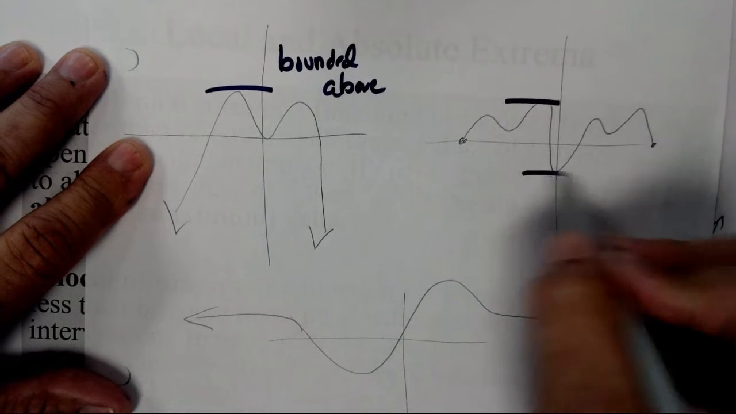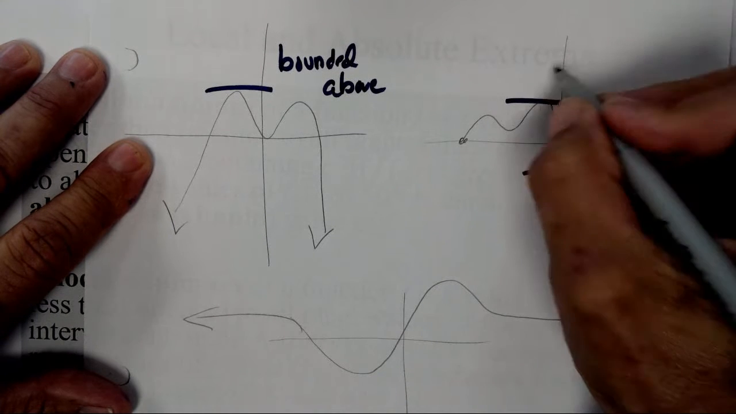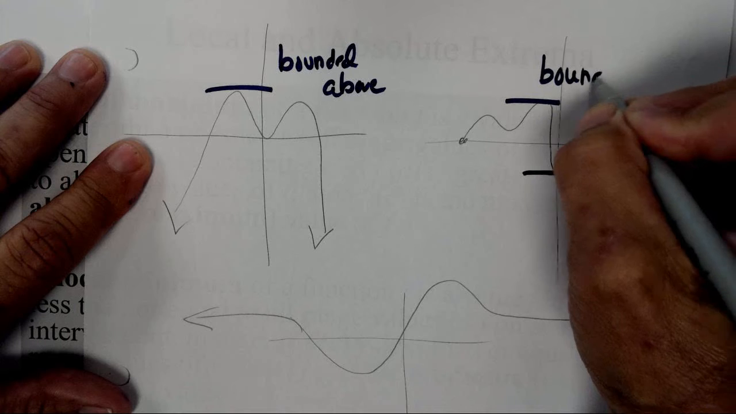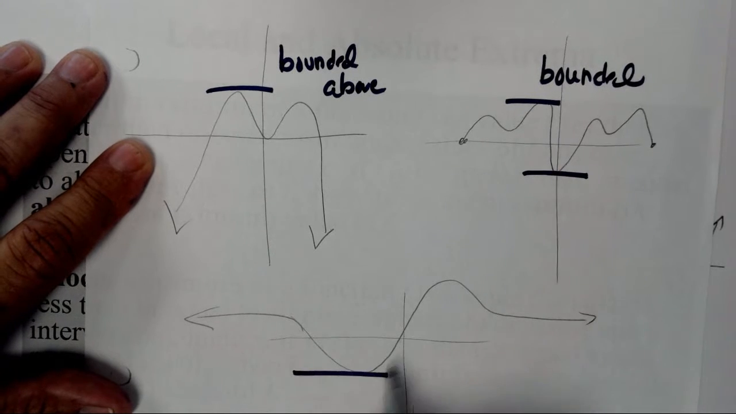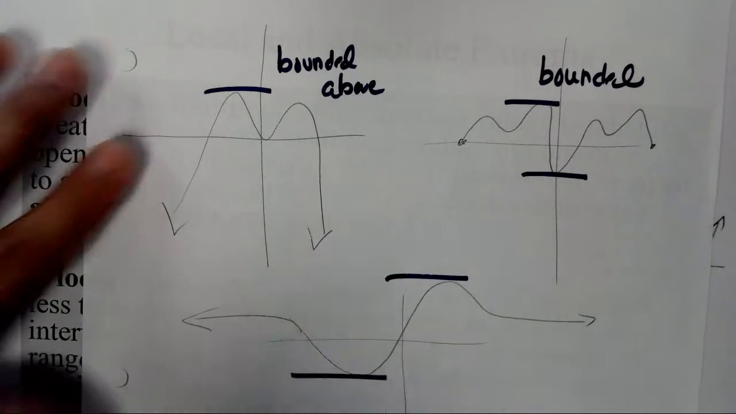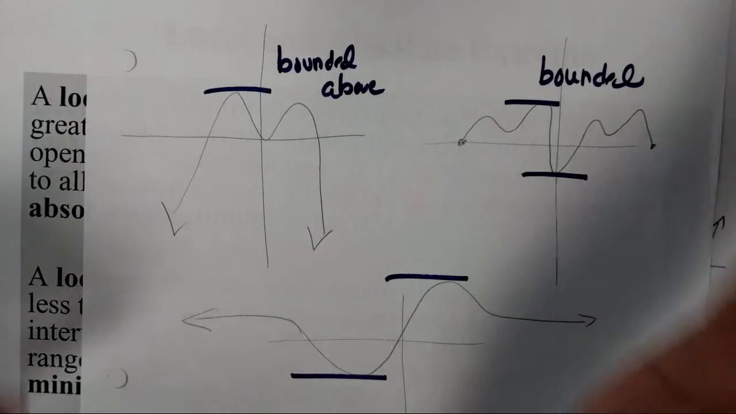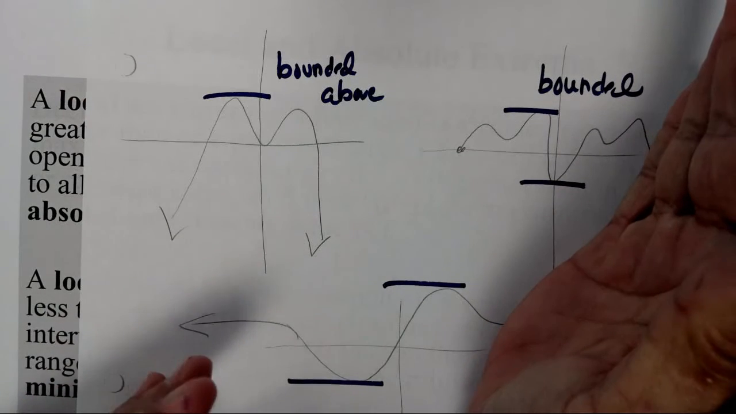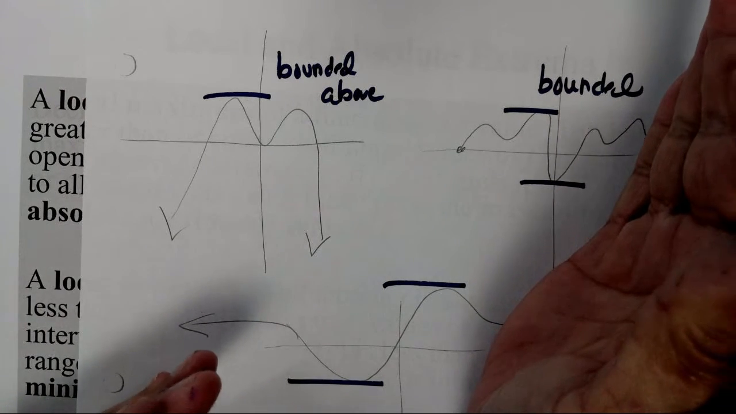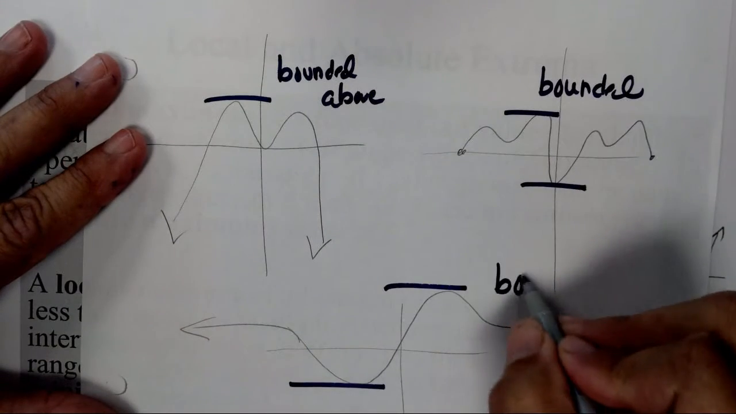Got a top and a bottom, right? So this one is bounded. And same thing here, because the arrows are going out. Now, if I curve those arrows and make that one go up and that one go down, then it would become not bounded. But right now, this one is bounded.